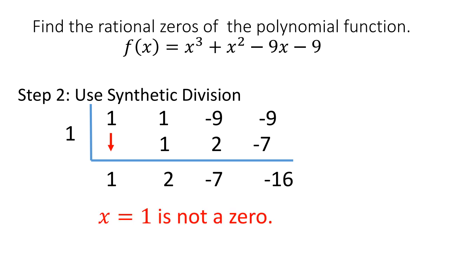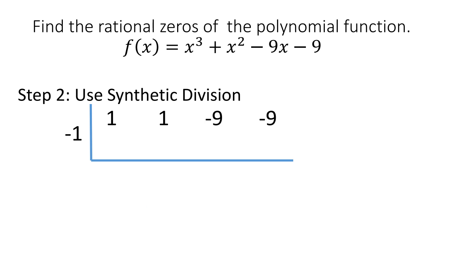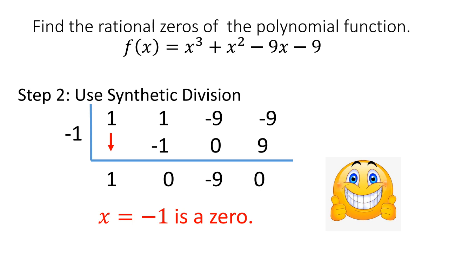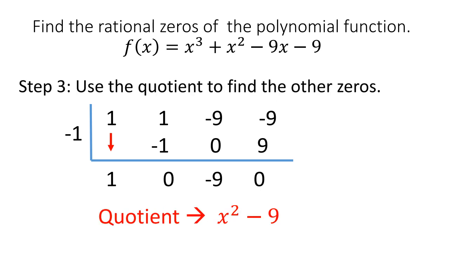So then I'm going to try -1. So we do the same process and we get the 0. So now we can help Mr. Carizales have a happy face. Since we get a 0 here, then that means that -1 is a 0. But more importantly, what it helps us to do is to work with something that is more familiar. So we can take the result here, get the quotient, so we get x squared minus 9.